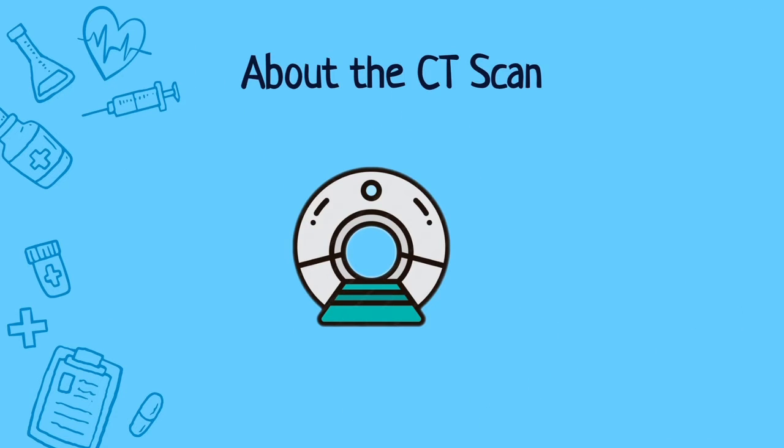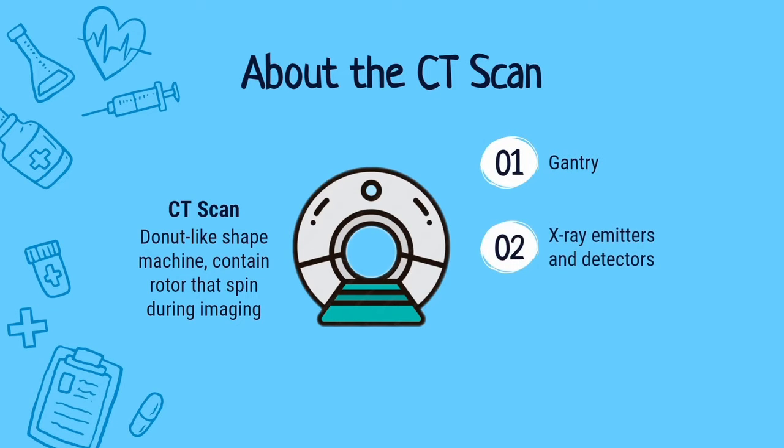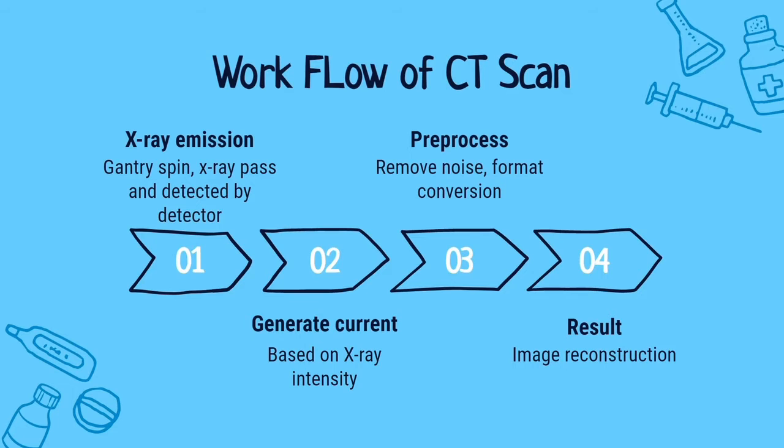CT scan is a medical device that uses X-ray technology to get a detailed image of the body. It has a donut-like shape containing a rotor that spins during the procedure. There are a few parts of the CT scan, which are the gantry, X-ray emitters and detectors, and the control room. The working mechanism starts with X-ray emission, where the gantry spins and the X-ray passes through the body and is detected by the detector.